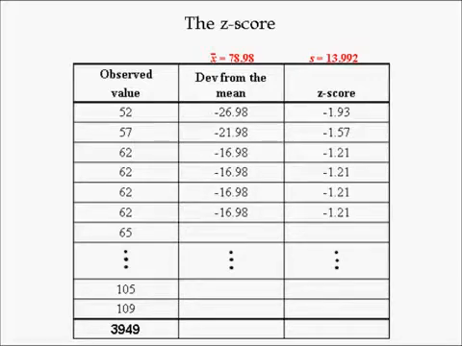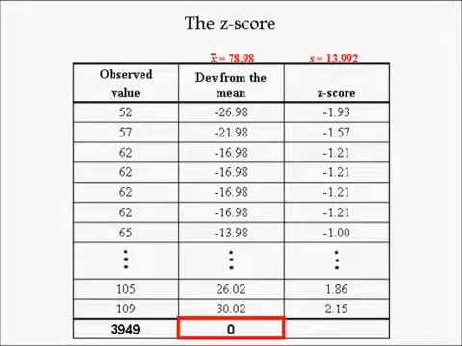Repeat this process for the remaining observations, but we only show the ones for the 7th, 49th, and 50th observations. The 7th, 49th, and 50th deviations from the mean are negative $13.98, positive $26.02, and positive $30.02. The corresponding z-values are negative 1, 1.86, and 2.15. Now the sum of the deviations from the mean is equal to 0. The sum of the z-scores is equal to 0 too.